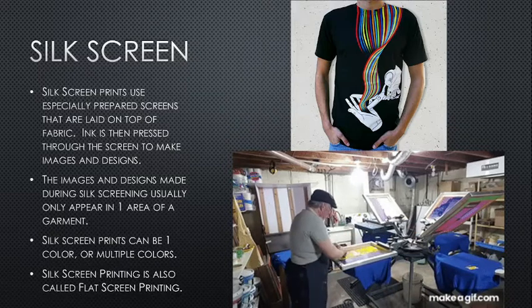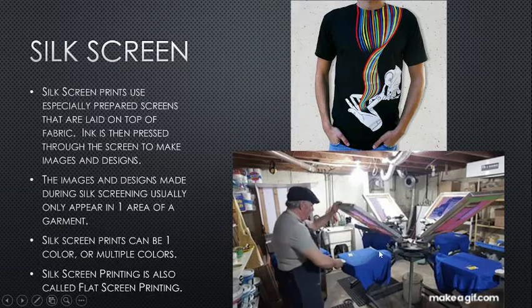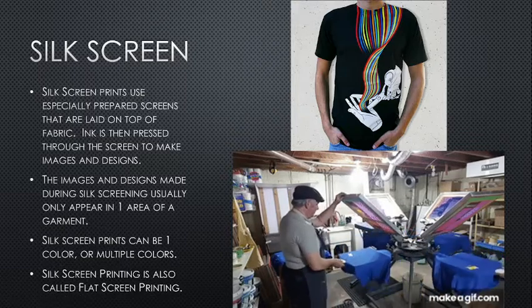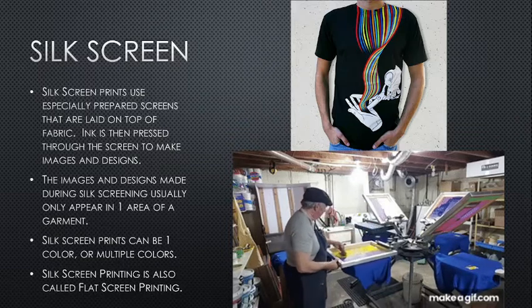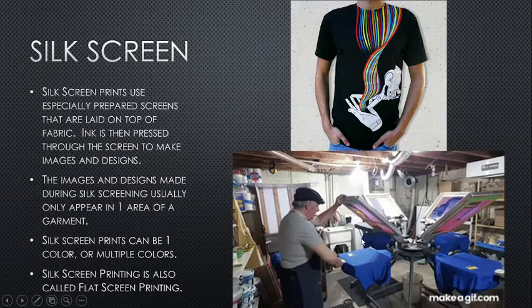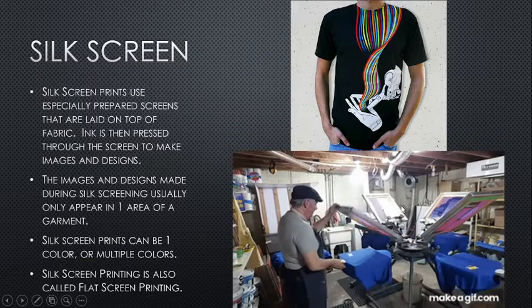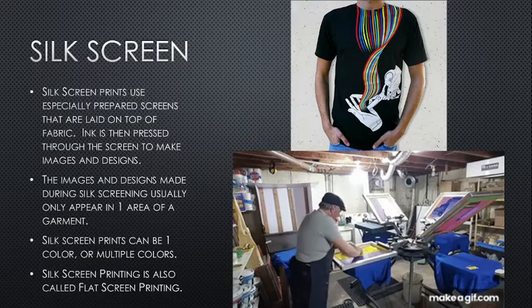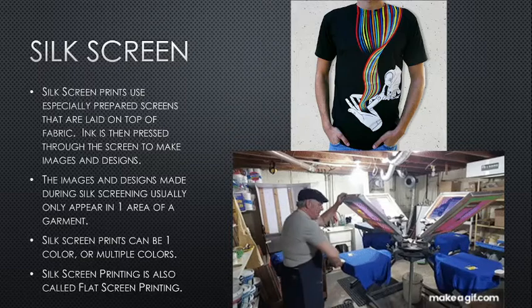Each screen will have different areas blocked off, and only the area that will have the specific color will be open. He applies the ink by using a squeegee-like tool to press the ink through the screen. It only goes through the areas that have been left open.